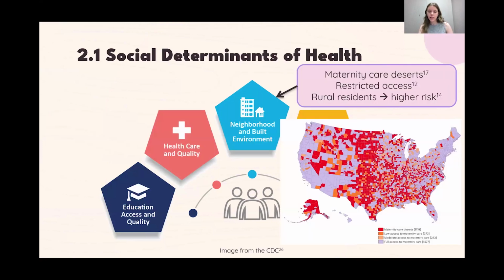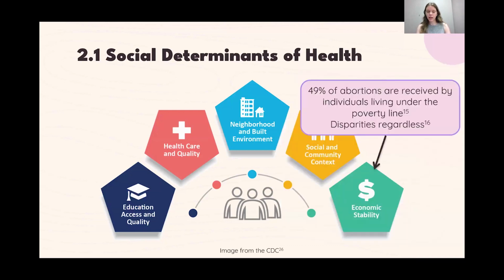An influencing factor here is maternity care deserts, which are counties where there are no maternity resources, including birth centers and obstetric providers. These are the red counties on the map, and the purple counties are where there's full access. And we know that states with restricted abortion access have more maternity care deserts, at about 39% of their counties, than states with expanded abortion access. About 25% of their counties are deserts. And we know that rural residents in general are also at a higher risk of maternal mortality and SMM than urban residents. And lastly, we'll talk about economic stability.